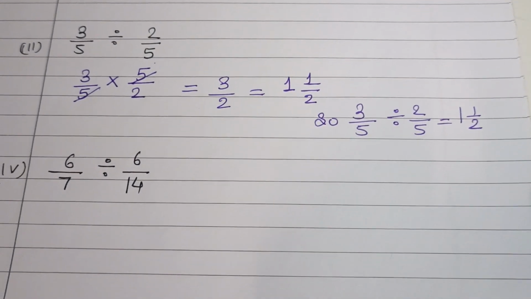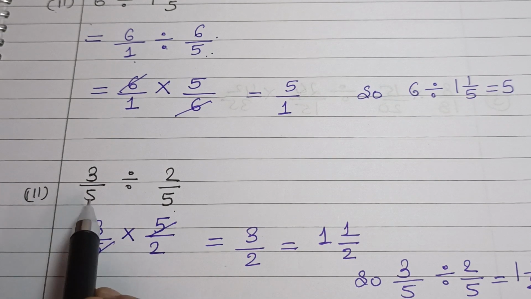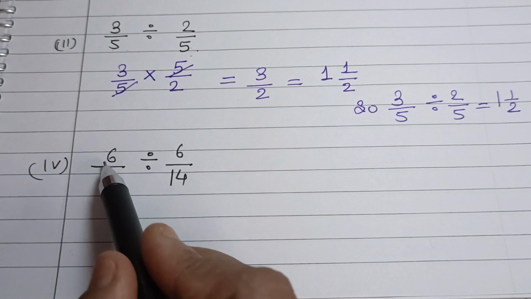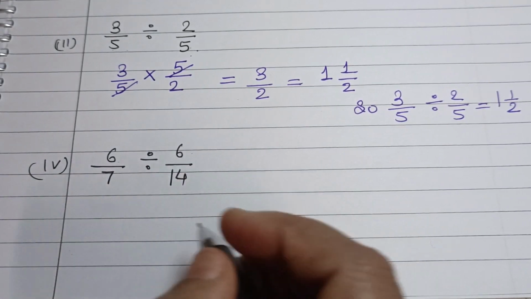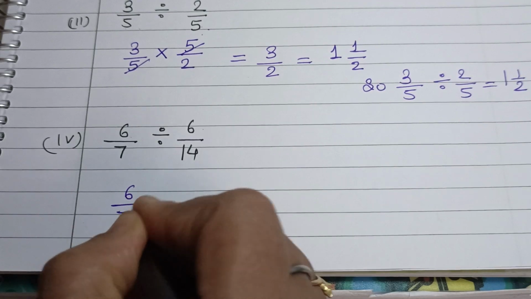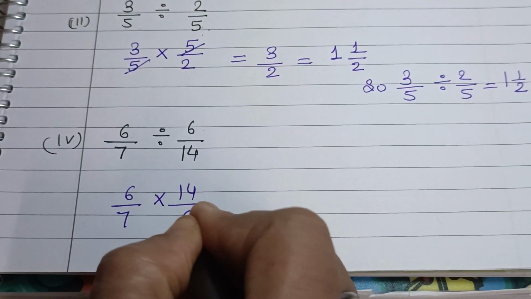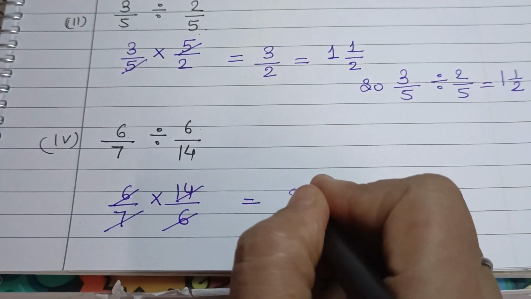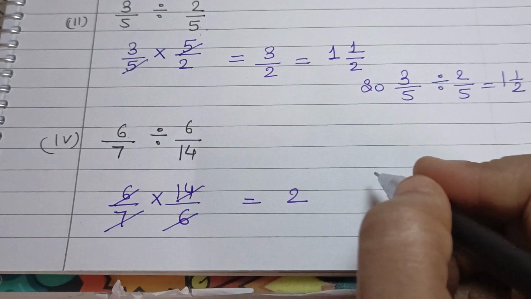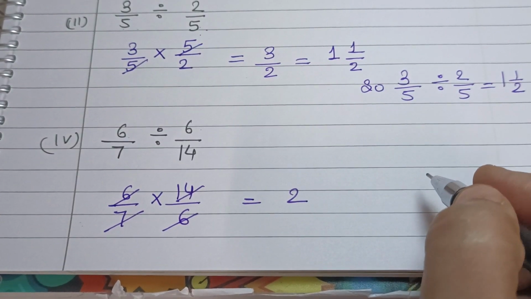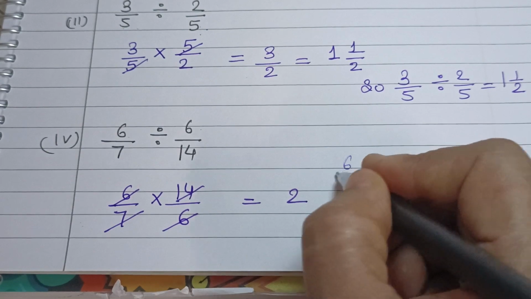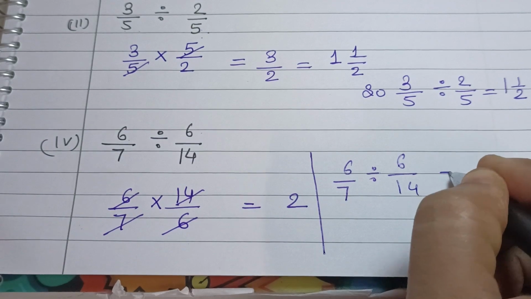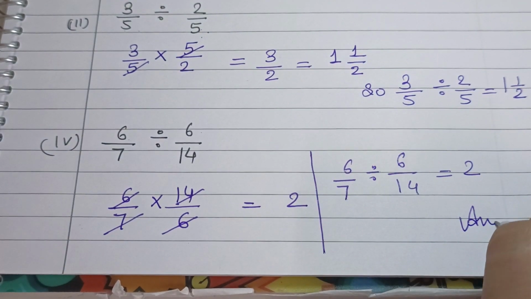Right? Now similarly, here what was the case? Both the denominators were the same. In the next question, both the numerators are the same. So what will come? 6 upon 7 multiplied by 14 upon 6. 6 and 6 will cut, 7 and 14 will cut. What are you going to get? 2. So in this way, you have solved the 4 cases of the fractions. So 6 upon 7 divided by 6 upon 14, the answer will be equal to 2.